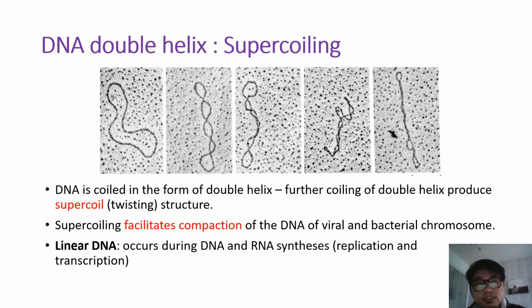Okay, so next is the DNA double helix in supercoiling. DNA is coiled in the form of a double helix. Further coiling of the double helix can produce a supercoil, meaning that the DNA coil becomes twisted, so it will have a twisting structure. This supercoiling facilitates the compaction of the DNA in the bacteria or in the virus. There is also linear DNA. This occurs during DNA and RNA synthesis, especially for replication and for transcription.